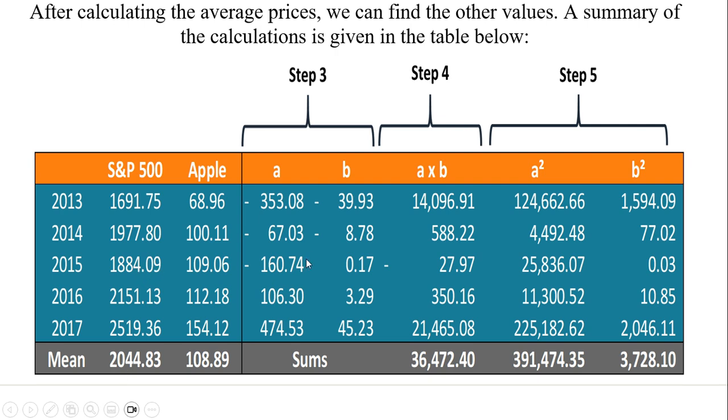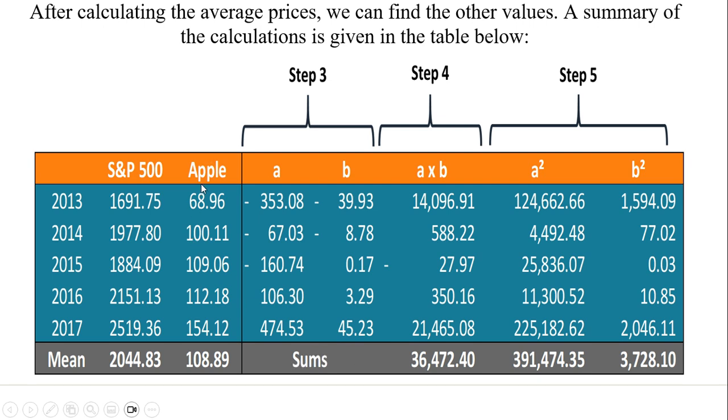1884.09 from this mean will give you what? Minus 160.74. 2151.13 minus 2044.83 will give you 106.30. 2519.36 minus 2044.83 will give you 474.53. And remember that anytime you have done all this subtraction, when you get their sum, it will give you zero. That's why you're seeing me putting just the sum; that's why you see these sums here.